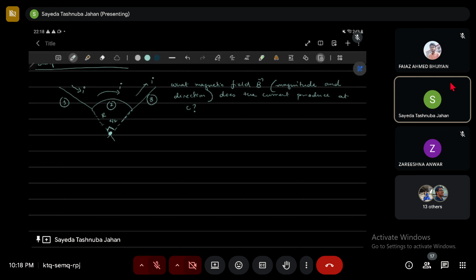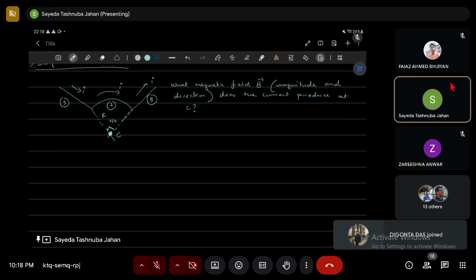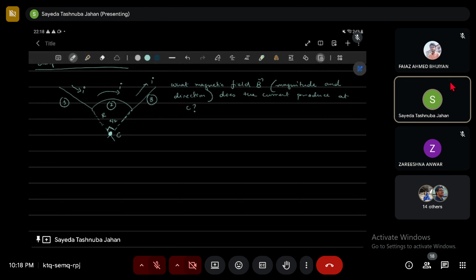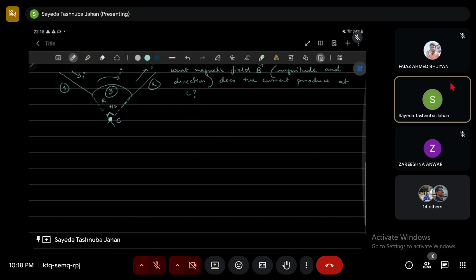Okay, so this is my situation. 1, 2, 3. Now we need the accumulated magnetic field at this point, this is your point C, from the three sections. So I need to find B1, B2, B3. B1 is the magnetic field due to 1, B2 is the magnetic field due to 2, and B3 is the magnetic field due to 3. Okay, in the book I think they called this 3 and this 2. Anyway, it's the same thing.